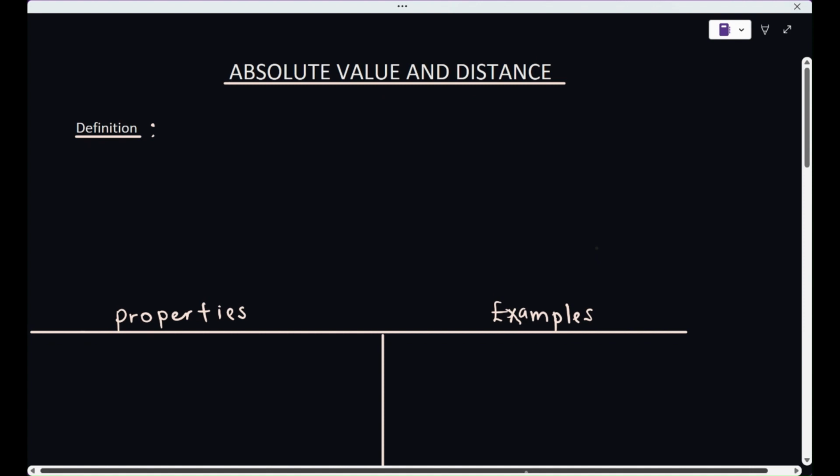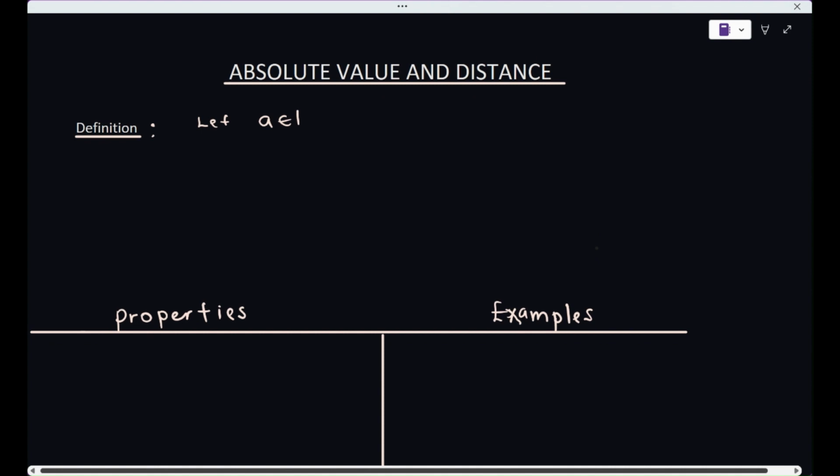So for example, we'll say let A be an element of R. So we'll say A is in R. When I write R this way, we mean that R is the set of real numbers. So what does that mean? It means we have three choices. A could be positive, A could be negative, and A could be zero.